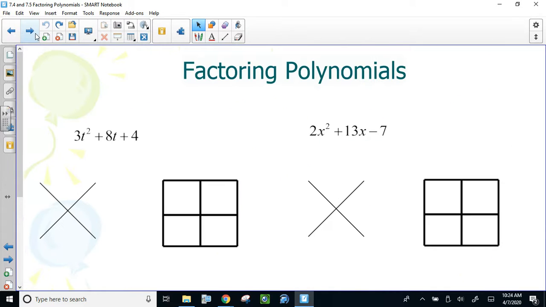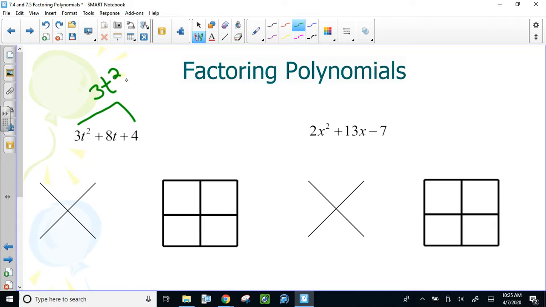We are looking at factoring our polynomials. We're going to do the same thing we did yesterday. We're going to start by finding the top of my diamond. I'm going to be multiplying 3t squared with the 4, first term times the last term. So now we actually have something to multiply together. 3 times 4, so the top of our diamond is going to be our 12t squared. And then the bottom of the diamond is our middle term, which is just going to be our 8t.